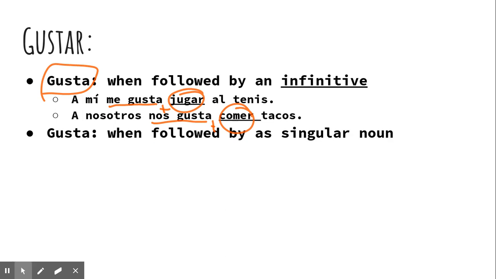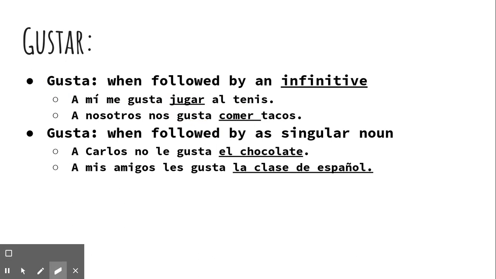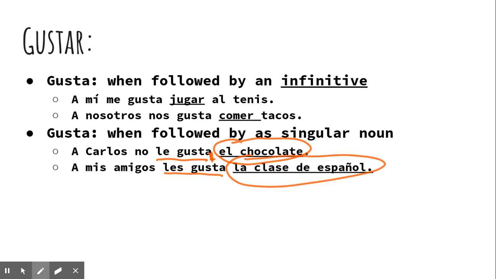We also use gusta when the noun that follows is singular. As you can see, once again, we have the conjugation of gusta. A Carlos no le gusta el chocolate. A mis amigos no, a mis amigos les gusta la clase de español. As you can see, the noun that follows gusta immediately is a singular noun. El chocolate, we're talking about one, or la clase de español, we're talking about one class.